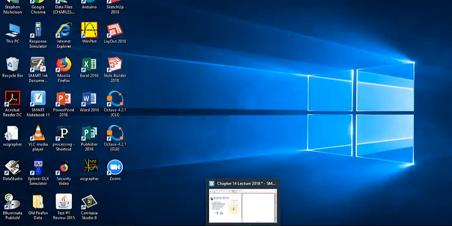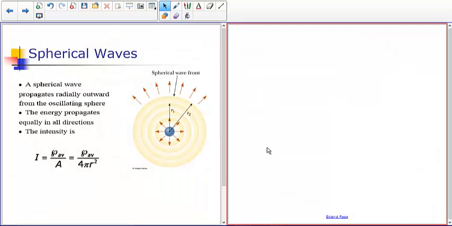anyway, we're going to finish up chapter 14. We were talking about sound intensity. And the sound intensity is the power in the sound wave per unit area. So I'm just going to work a simple example here. So let's say you have some sound source.